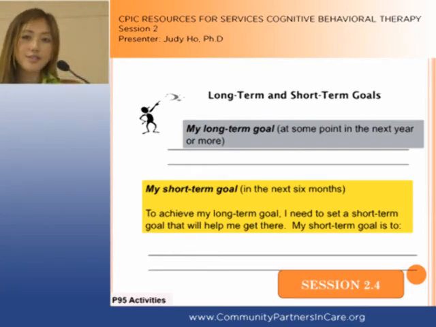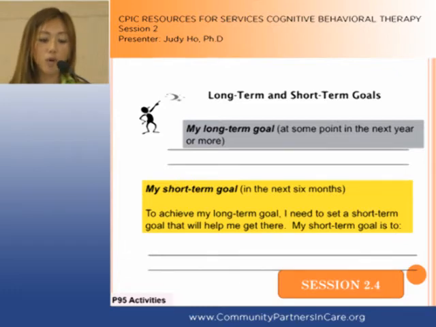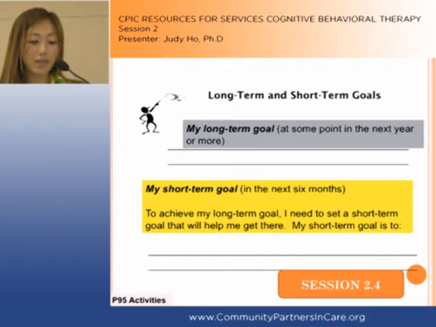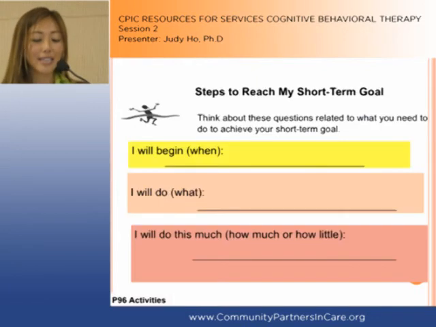So this is a series of charts from page 95 of activities. You have them state a long-term goal and then a short-term goal. So to achieve the long-term goal, they need to set a short-term goal that will help them get there. And then you have them write down the specific steps to reach their short-term goal. So just like activity scheduling, the more specific you get, the more likely they are to do it.